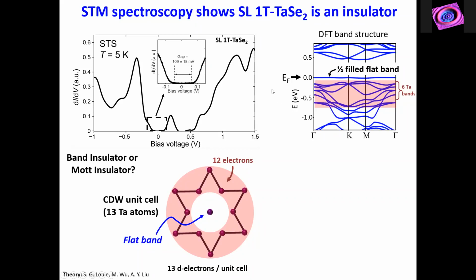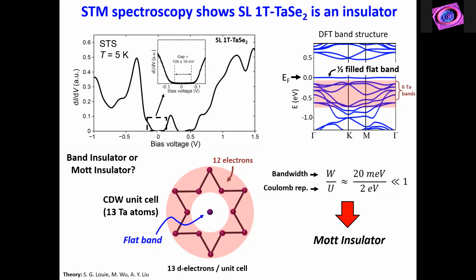But if you take a closer look, you'll realize that that's a pretty flat band. If we look at the width of that band from DFT, it's on the order of only 20 millivolts. Whereas electrons sitting inside of that flat band are going to have a Coulomb repulsion. They're going to push against each other with an energy U on the order of 2 volts. So that means that the ratio of the bandwidth to U is really small, on the order of 1/100. And that means that this material is well inside of the Mott insulator regime. We expect it to be a Mott insulator.